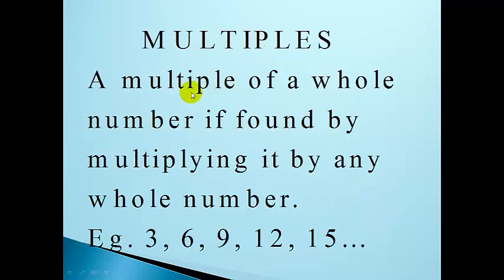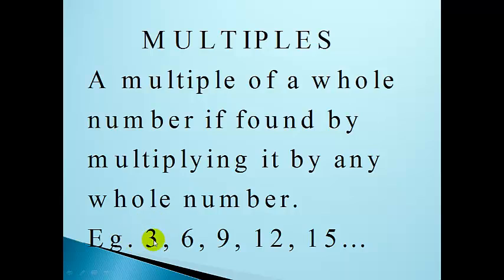Now multiples. A multiple of a whole number is found by multiplying it by any whole number. Example, the multiples of 3: we have 3, 6, 9, 12, 15. So if you want to generate multiples of a number, you can generate it by addition of the number to itself a number of times.